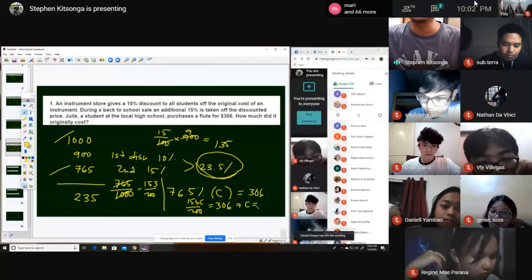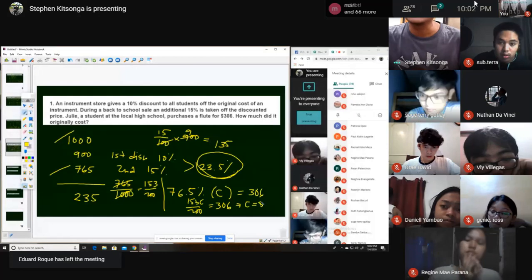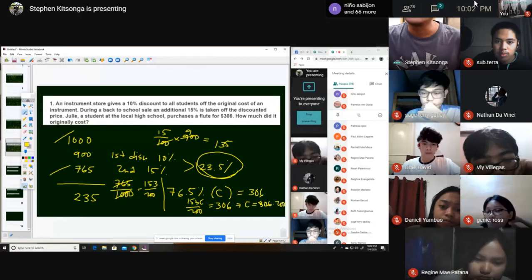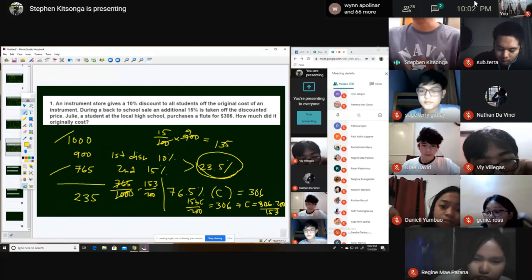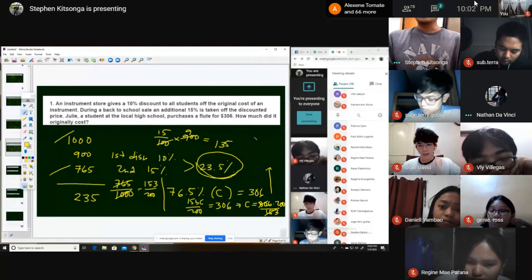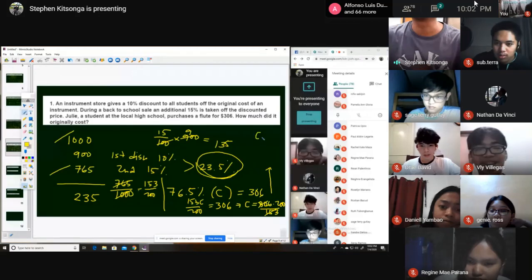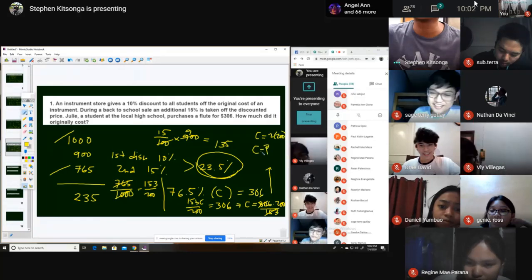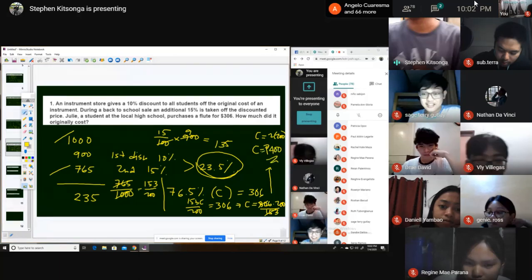C is equal to actually 306 times the reciprocal of 153 over 200, which is 200 over 153. Good thing 306 and 153 can still be simplified. They are both divisible by 9. Times 2. Tama. Ang galing talaga ni Edward. So, ang sagot ay 400 pesos.